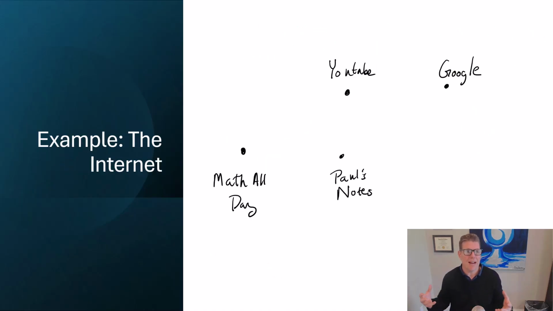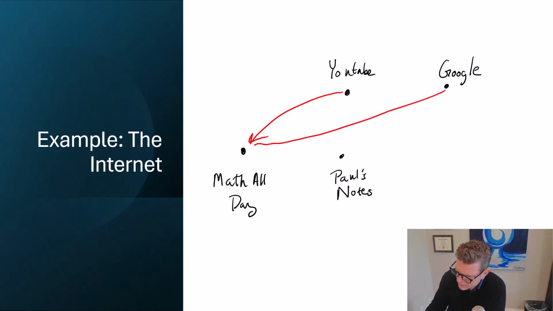Let's say, for example, we have the idea of the internet. We'll take a very easy sketch. And so let's suppose that we have the Math All Day webpage. And Google and YouTube might link to this webpage. So we imagine there and there. So what we have is we have a directed edge. We've got Y, M, and we have G, M.